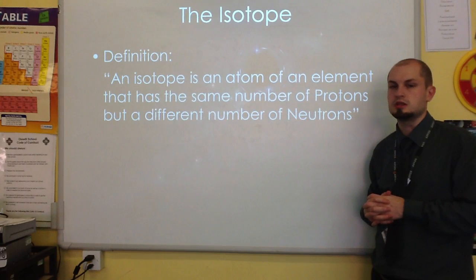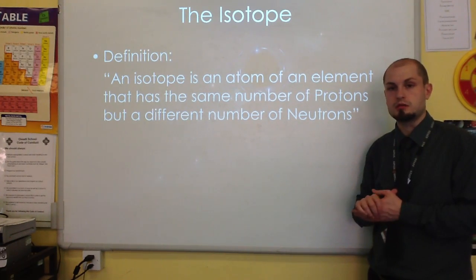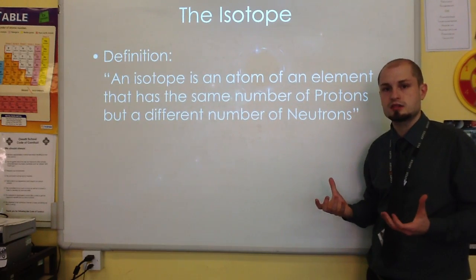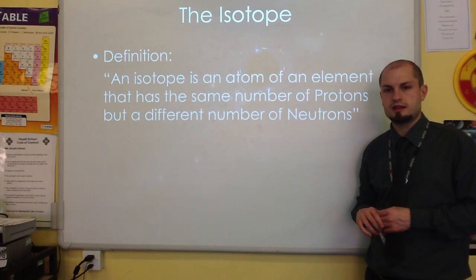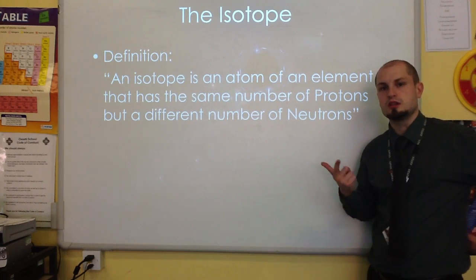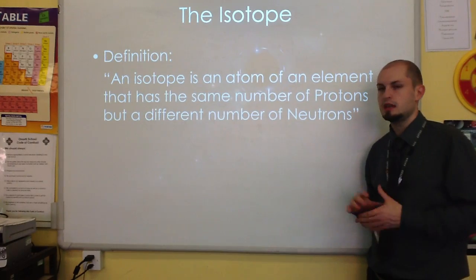So let's just take the simplest one that we know, which is hydrogen. Hydrogen's got one proton and it's got one electron going around the outside. If you add a neutron into that, it changes its mass and makes it a little bit more unstable. But it doesn't change the fact that it's hydrogen. It's still got one proton and one electron in it, and it's the protons that tell you what the element is. So in that case, it's still hydrogen.